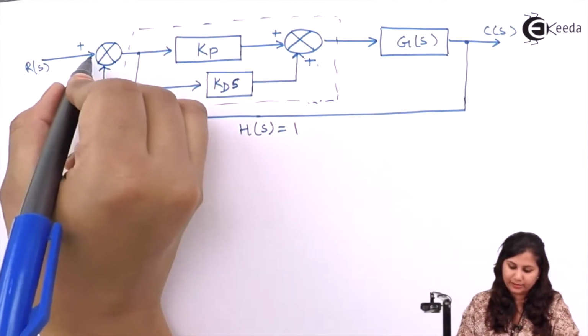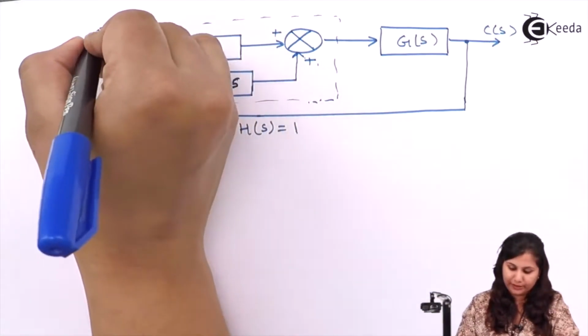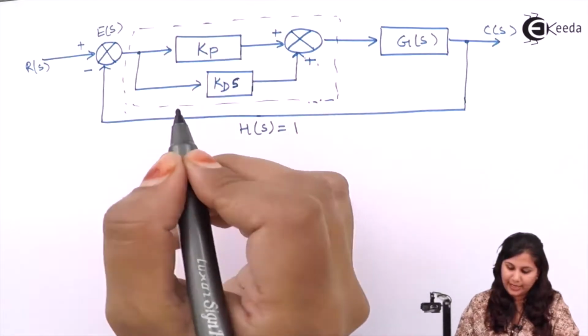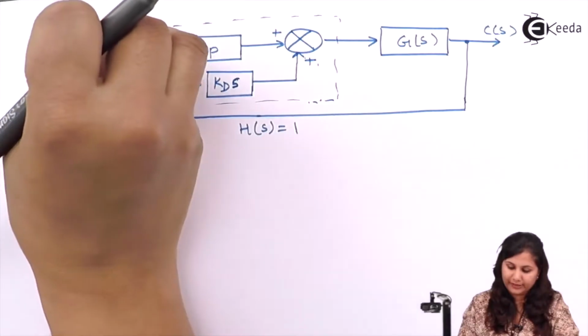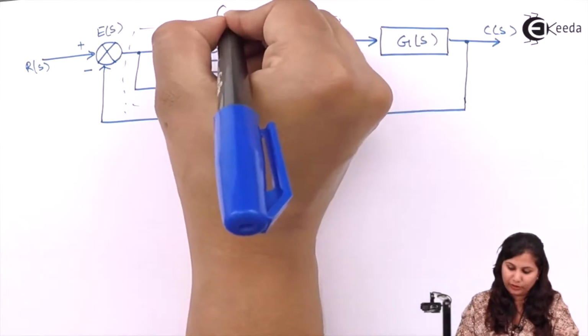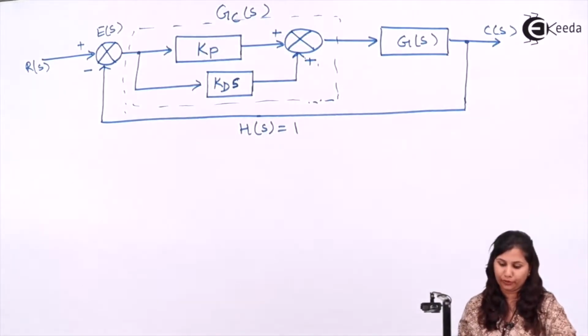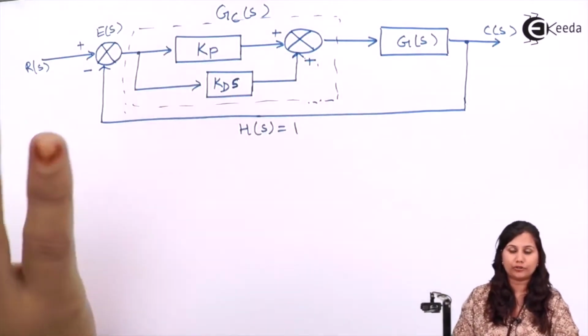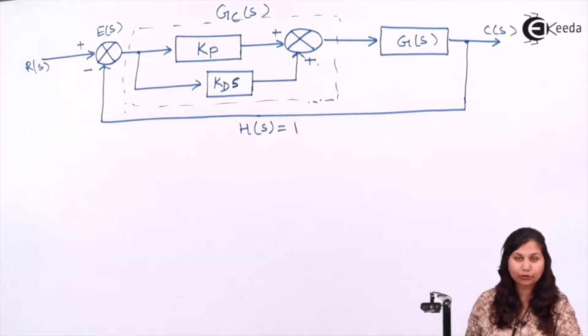Now the difference of the feedback and the reference input is the error signal E(s), and when we have applied the controller over this signal, it will be known as Gc(s), that is the controlled output. Okay, the output we have controlled here. So this is the complete proportional and derivative control action.